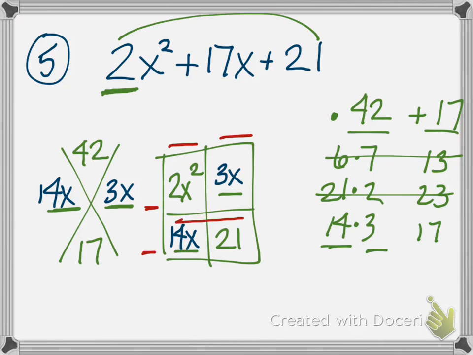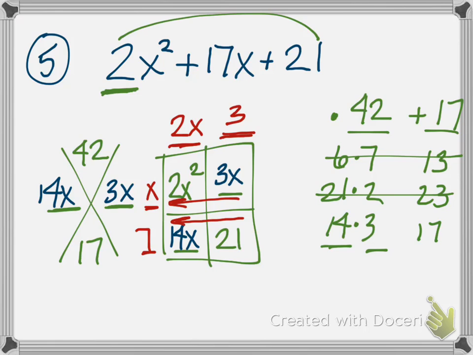So greatest common factor between 14x and 21, I believe that's a 7. Greatest common factor between 2x squared and 3x, well, a 1 and an x. So now filling out the top, x times what will give me 2x squared? Well, that's a 2x. X times what will give me a 3x? That's a 3.